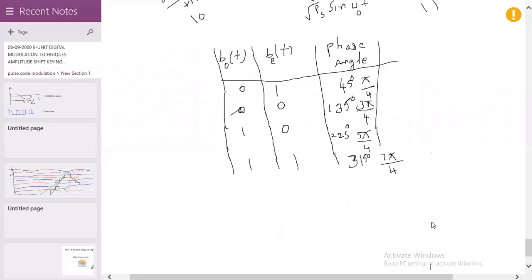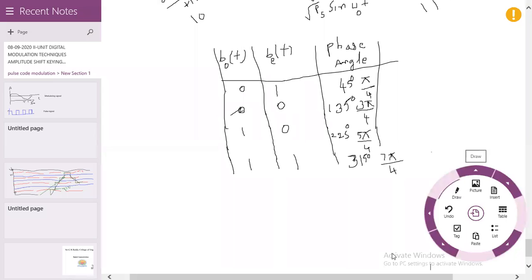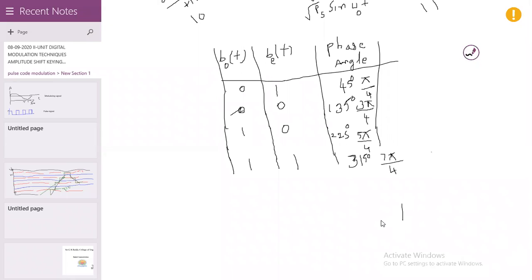Okay, let us assume the data is like this: 1 0 0 0 0 1 1 1 is the data signal. Here we can consider two bits at a time: 0 1, 0 0, 1 0, like this.